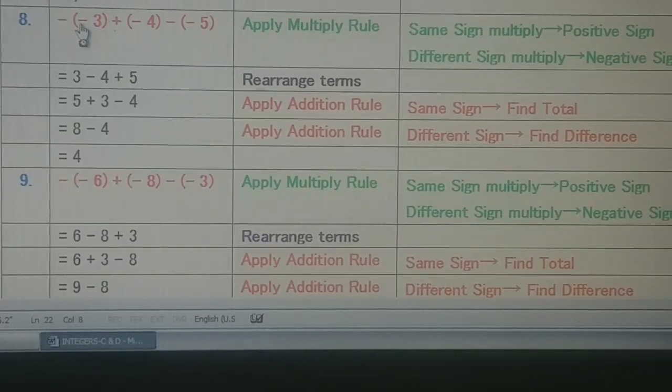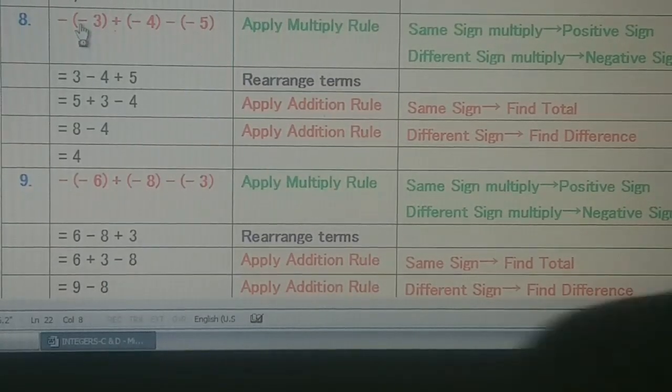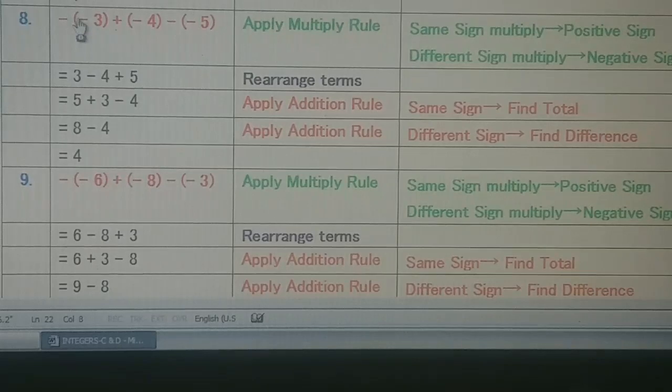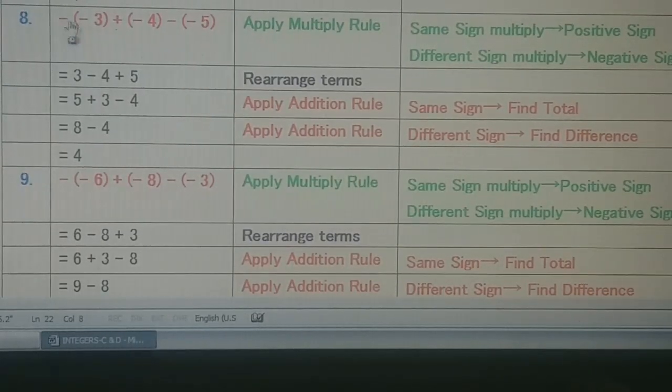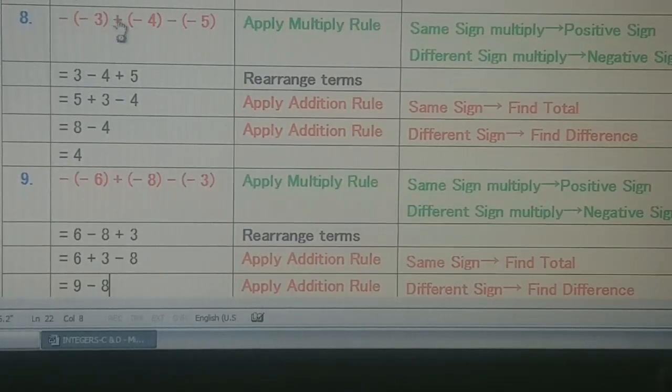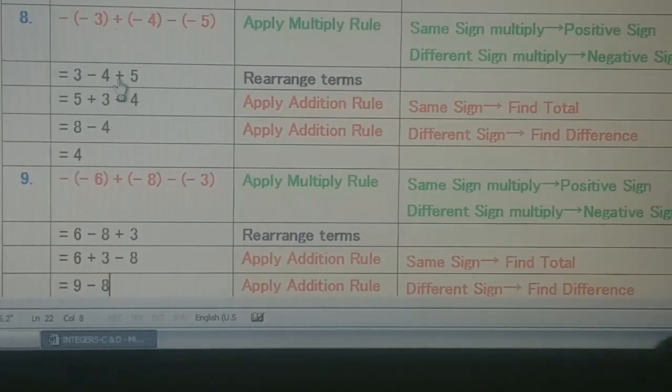So we have to apply the multiply rule to remove one of the signs. Here minus bracket minus. Minus bracket means multiply rule. So minus into minus, that is plus 3 we will get. Same way plus into minus, that will give minus. Same way minus into minus, plus. Same sign multiplication, positive answer. Different sign multiplication, negative answer. Next step will be 3 minus 4 plus 5.